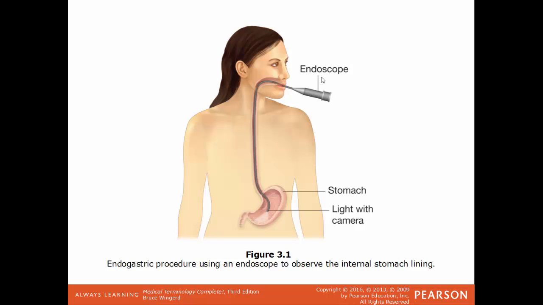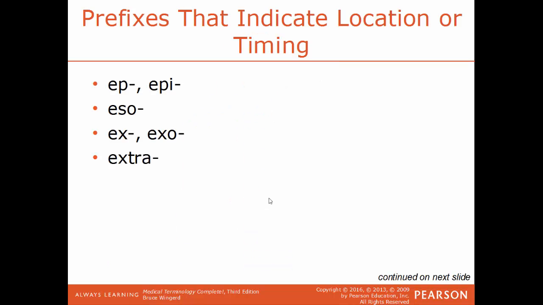An endoscope. The scope is a tool used for viewing, so you're using this tool to view inside the stomach. Epi means above. One we mentioned before, epidermis, is the level of skin above the dermis. Eso means inward, so you can think of your esophagus. Eso means to go inward. Phago or phagus means to eat or to swallow. So the term esophagus literally means the tube that goes inside that enables you to swallow.